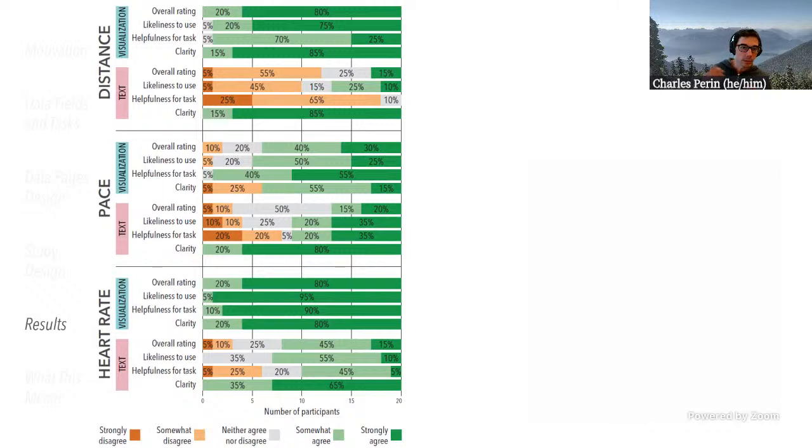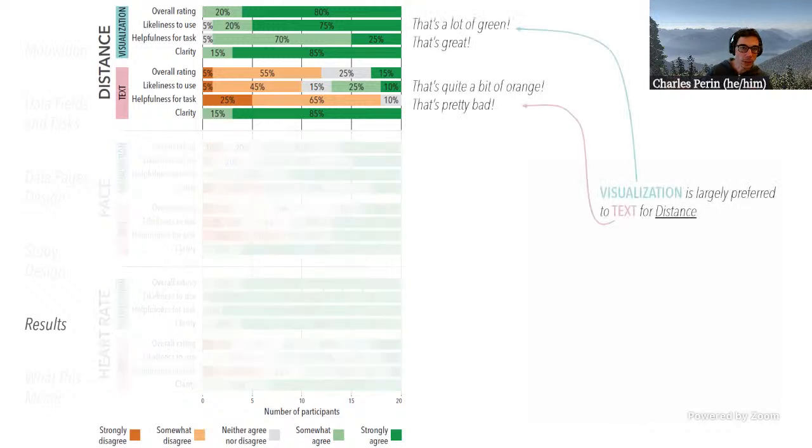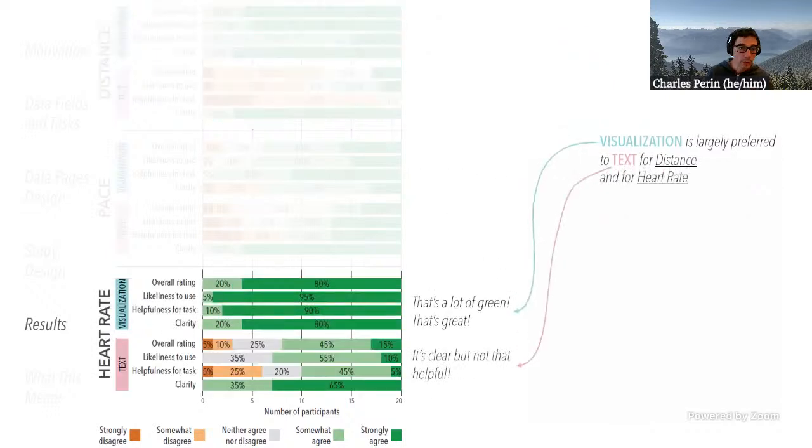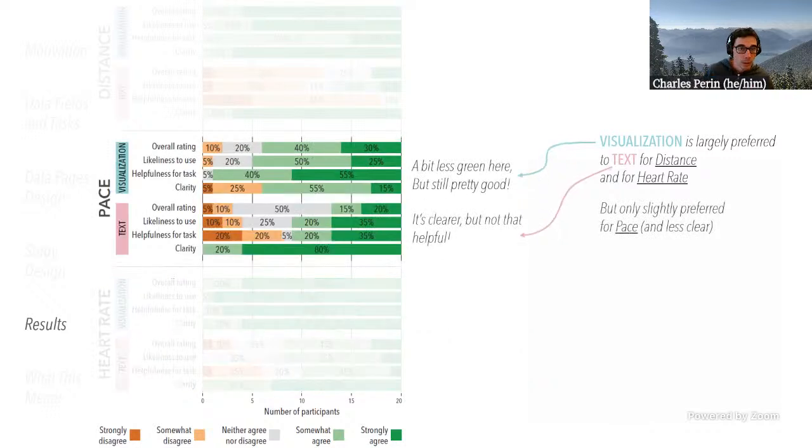Basically, green means good, orange means bad. And what we see is that runners largely preferred visualization to show distance. They thought visualization is clear, helpful for the task. They said they would use such visualization. The results are similar for heart rate, and for both data fields, they found that text was clear but not very helpful. For pace, the results are a bit different. They found text to be clearer, actually, but visualization to be more helpful.